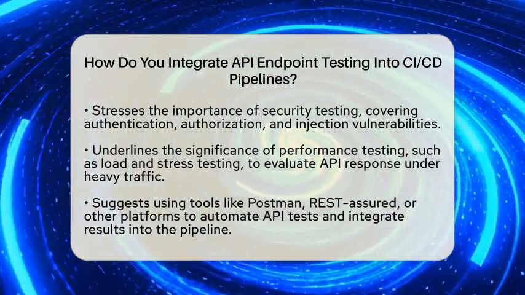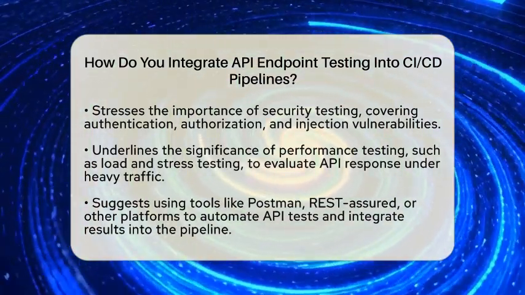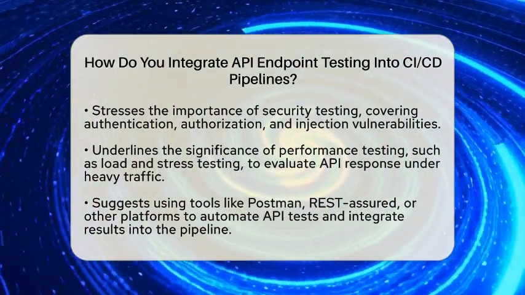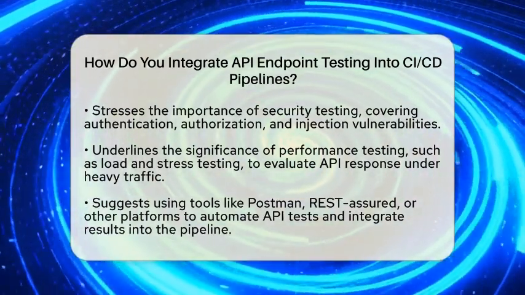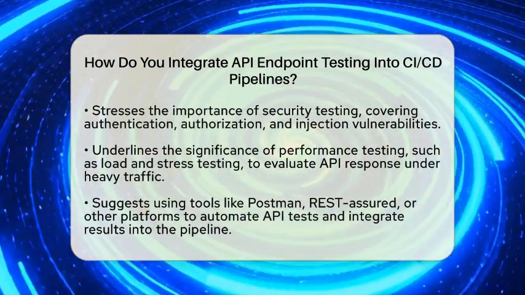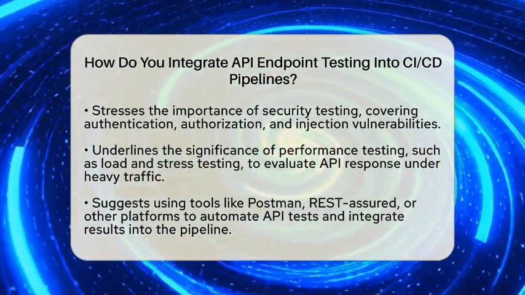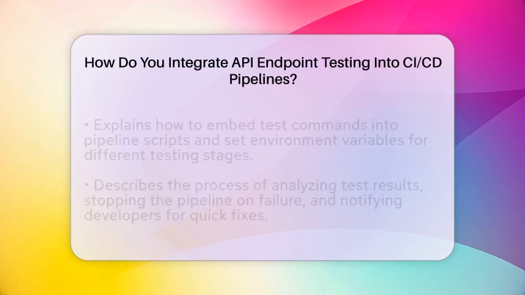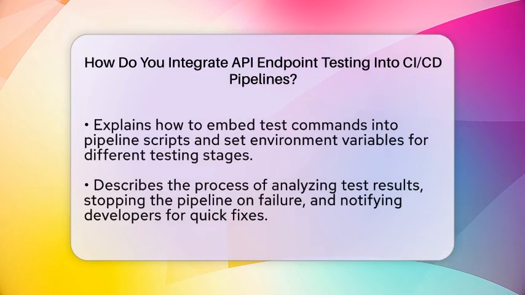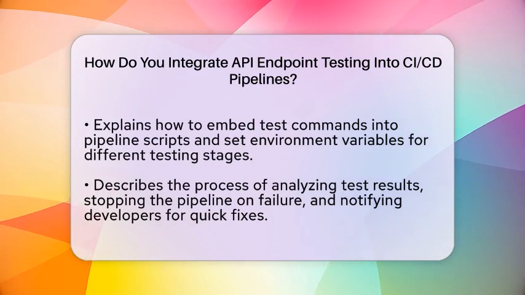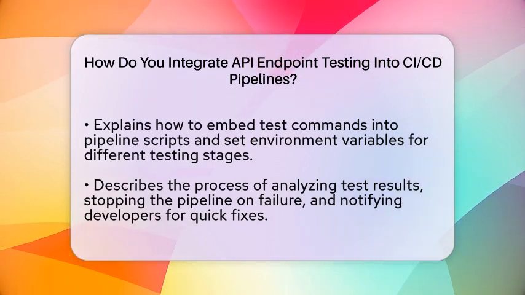Choosing the right tools makes a big difference. Tools like Postman, which offers a command line interface, REST Assured, or specialized platforms with REST APIs help automate tests and gather results. These tools can be integrated directly into your pipeline scripts. For example, you can run Postman collections with a simple command, and the results will be part of your build report.